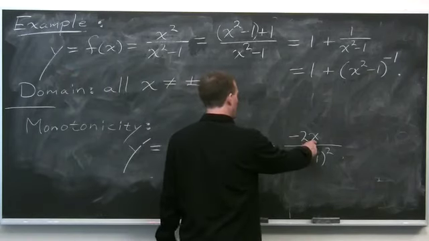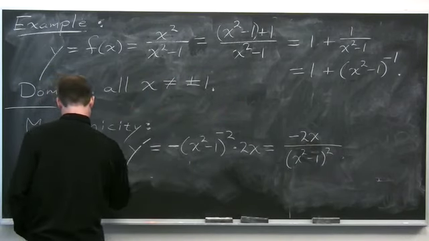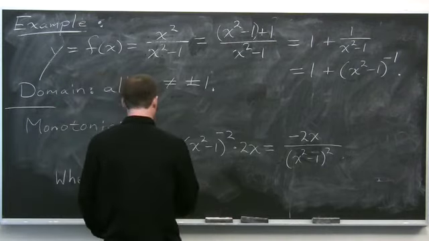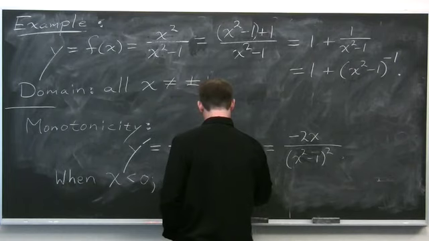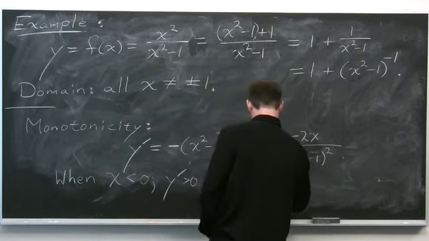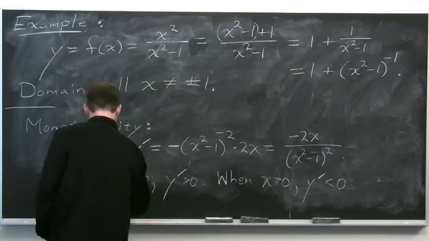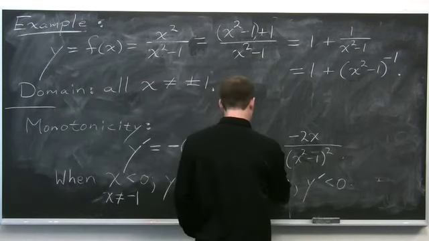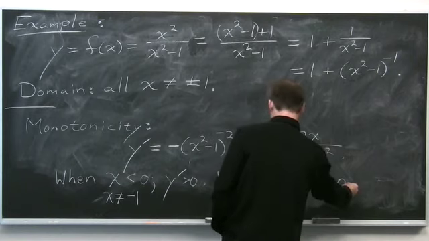There's a minus sign. So what's true is when x is less than 0, y prime is positive. When x is greater than 0, y prime is negative. But I should say x less than 0 and unequal to minus 1, because that's not in our domain. And when x is greater than 0 and x is unequal to 1, y prime is less than 0.